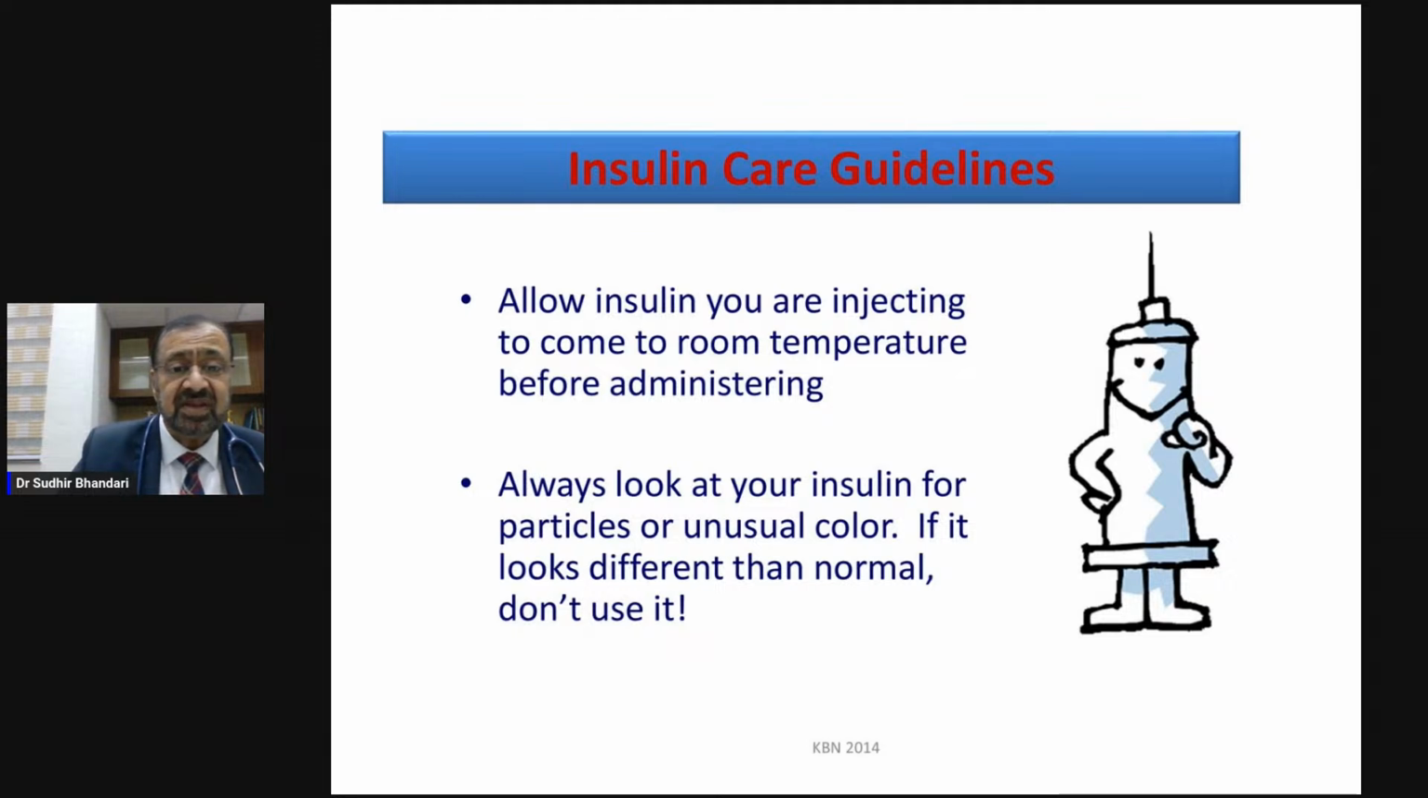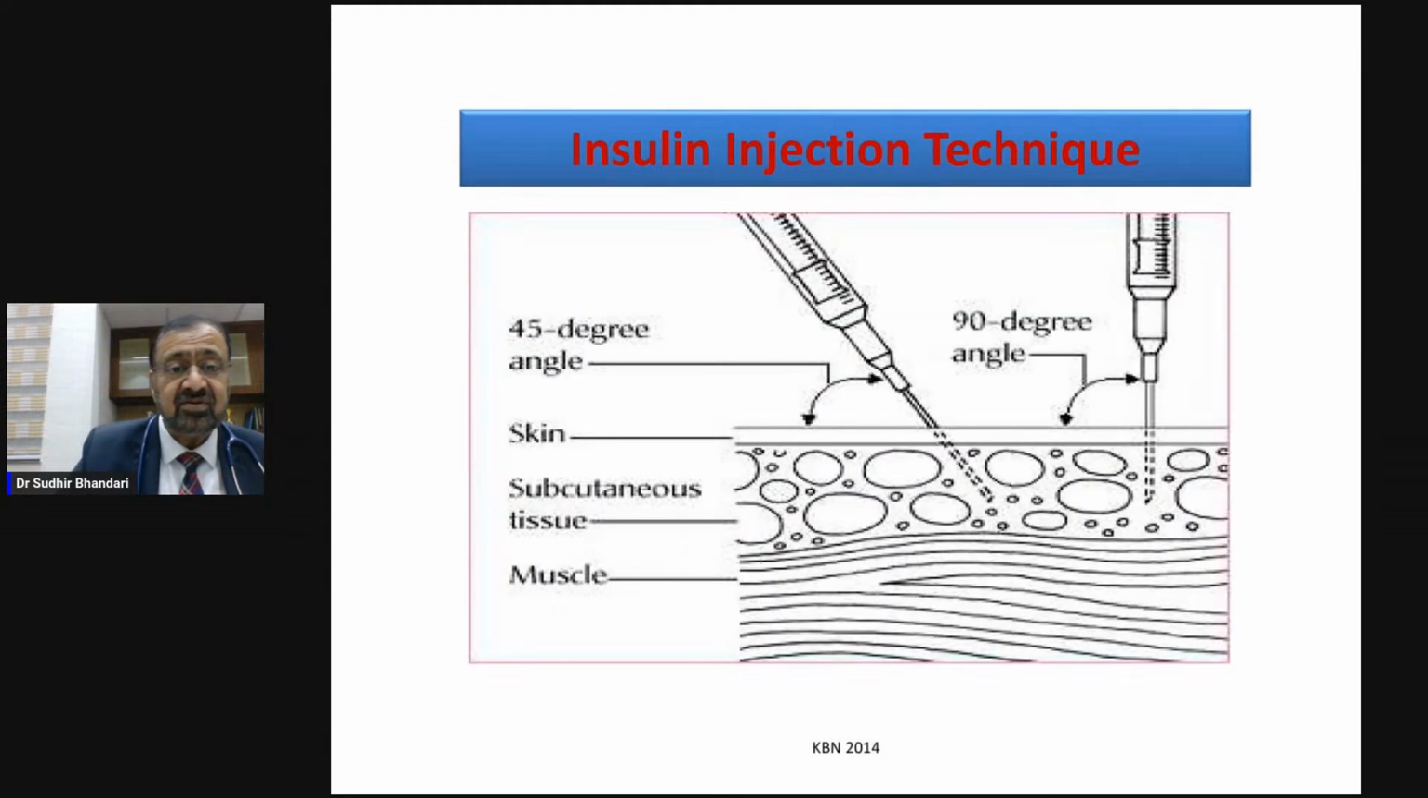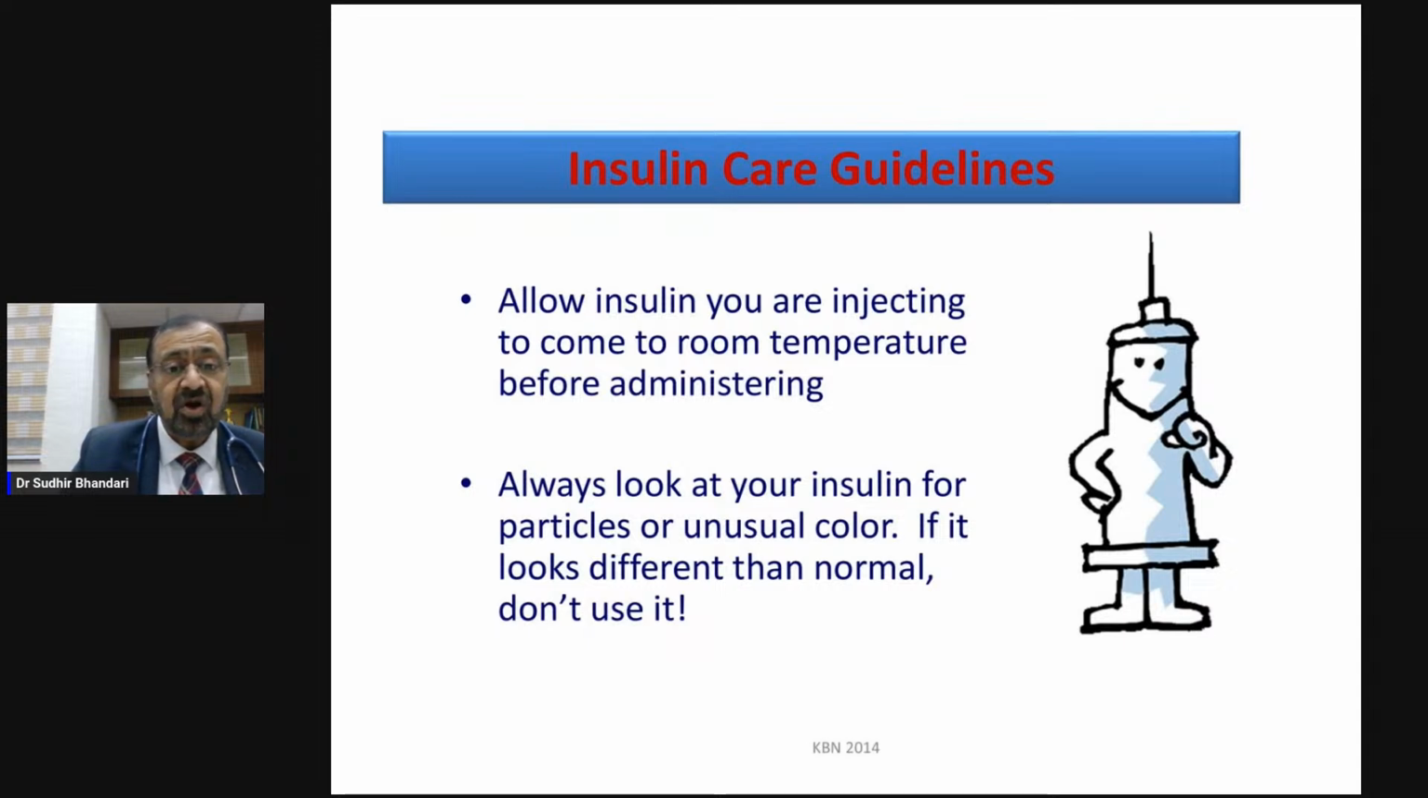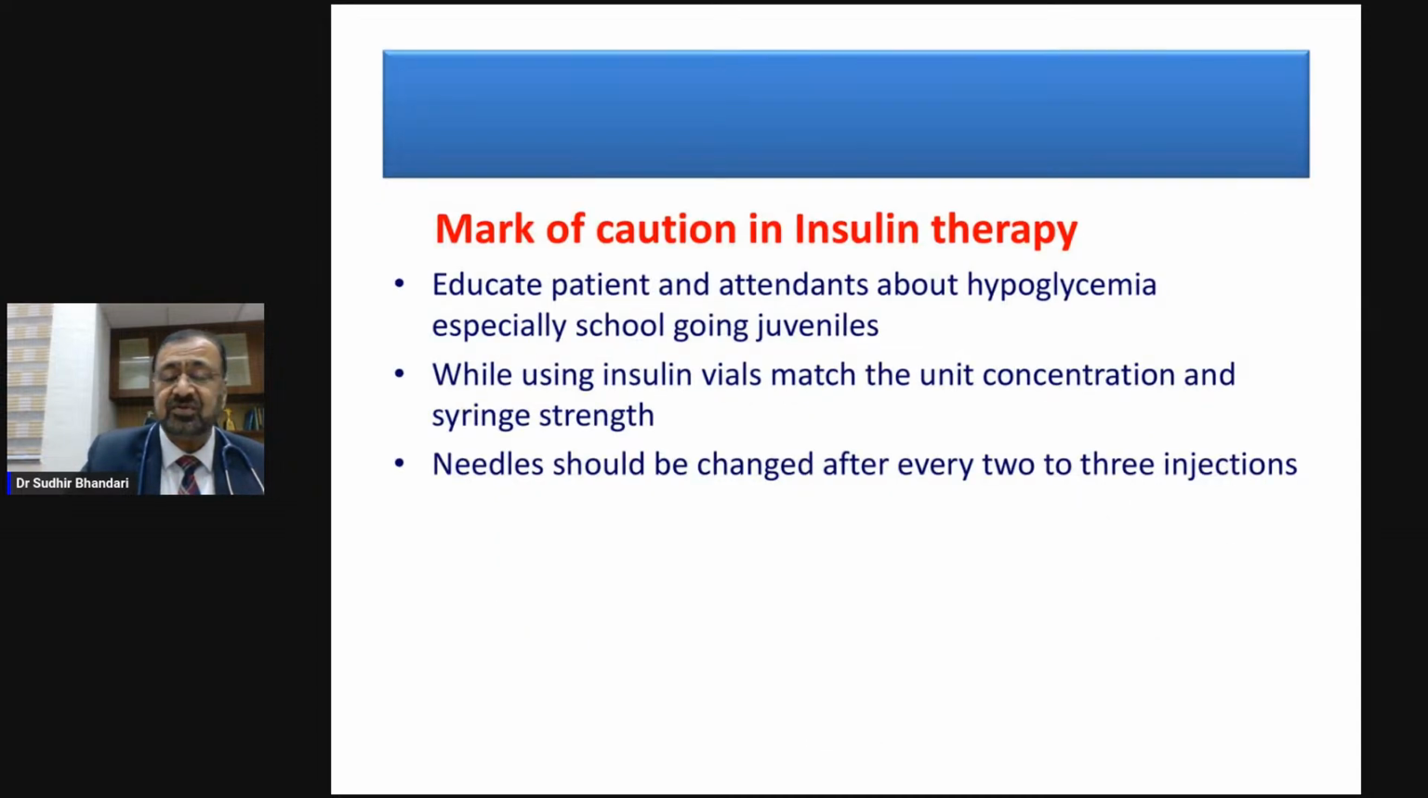Now, it is very important that you always look at the insulin for particles or unusual color. Suppose you have an insulin pen or insulin bottle, and the cover is the same but the insulin color has changed or crystals are visible, probably don't use it. If the profile of the insulin has changed, whether kept in the fridge or outside, please don't use it. This also you need to be very careful about.